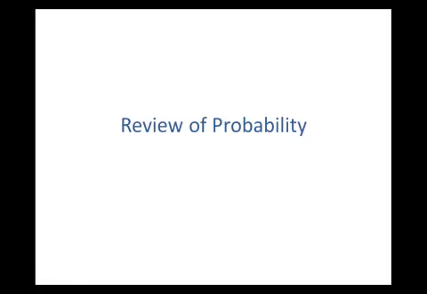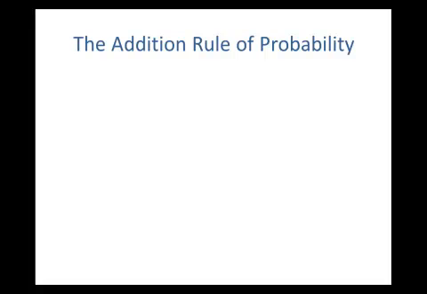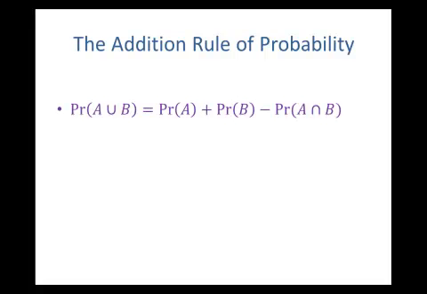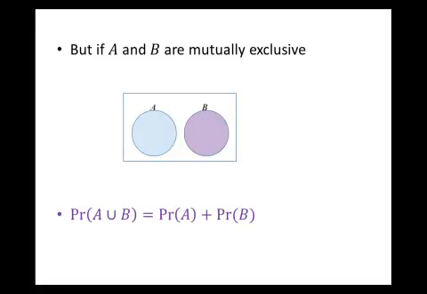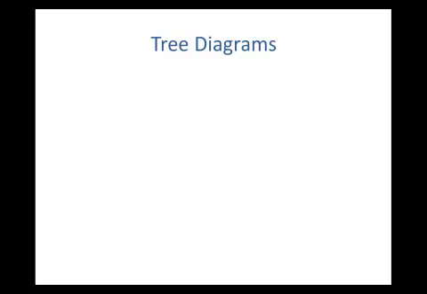Review of probability. The addition rule of probability states that the probability of A union B is equal to the probability of A plus the probability of B minus the probability of A intersection B. But if A and B are mutually exclusive, then the probability of A union B is simply the probability of A plus the probability of B.